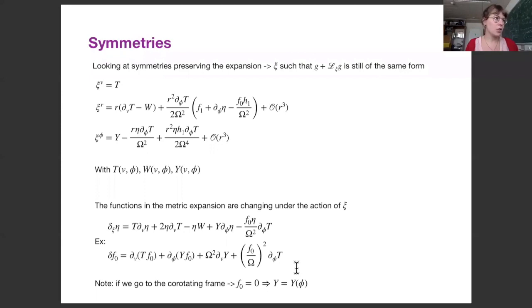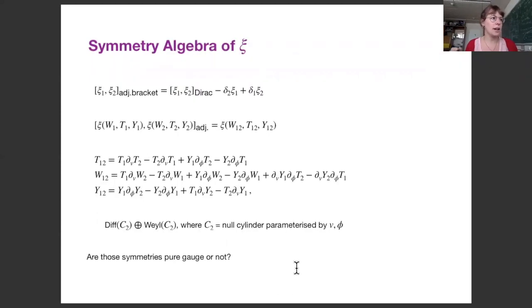And so now that I have the symmetry, I can look at the algebra of those symmetries. I don't use the Dirac bracket, but rather this adjusted bracket. Because this bracket will be relevant when we look at the charge, I put the definition here, but you will see that this bracket will enter later in the talk. What it is, you take just the Dirac bracket of the two symmetries. And here, what does it mean?